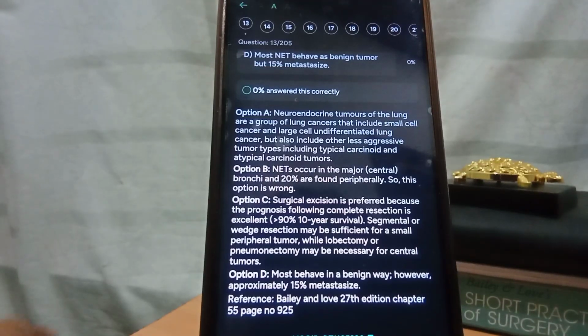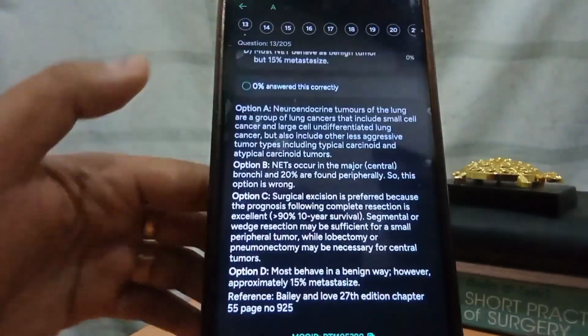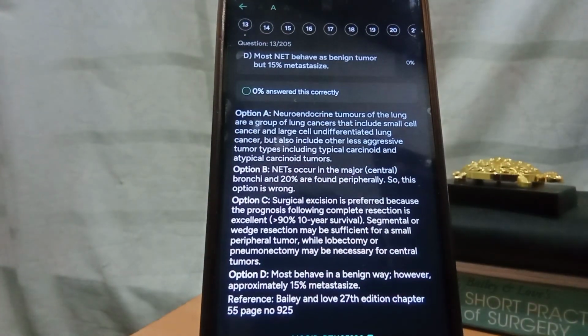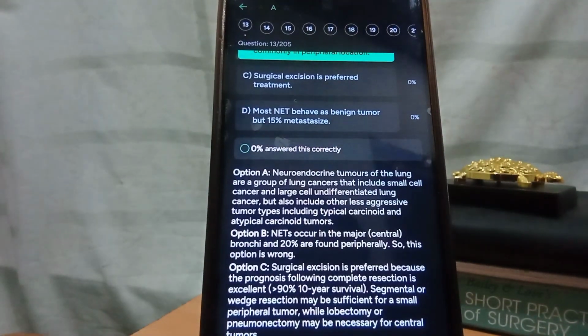So the option is wrong. Here it is said that neuroendocrine tumors occur most commonly in peripheral location, but they are mostly seen in the central location. So option C is surgical excision is preferred because the prognosis following complete resection is excellent, that is more than 90%, 10-year survival. Segmental or wedge resection may be sufficient for small peripheral tumors, while lobectomy or pneumonectomy may be necessary for central tumors. So it is correct that surgical excision is preferred treatment.